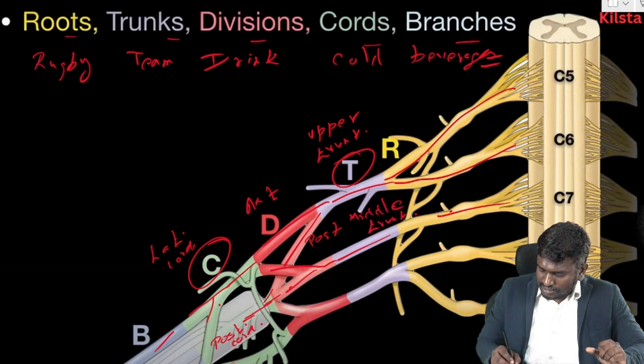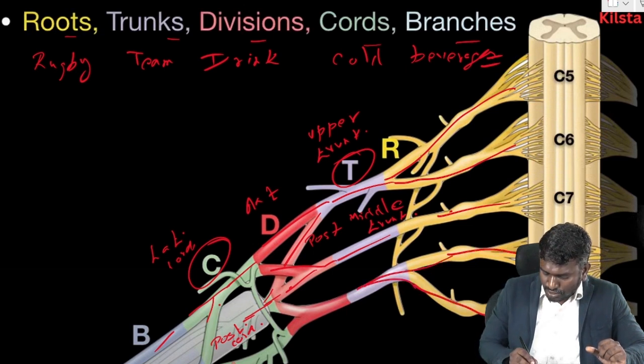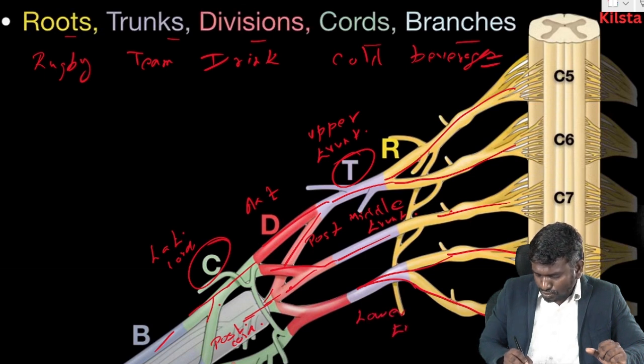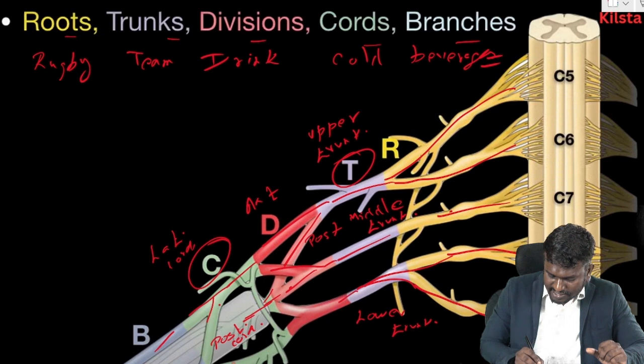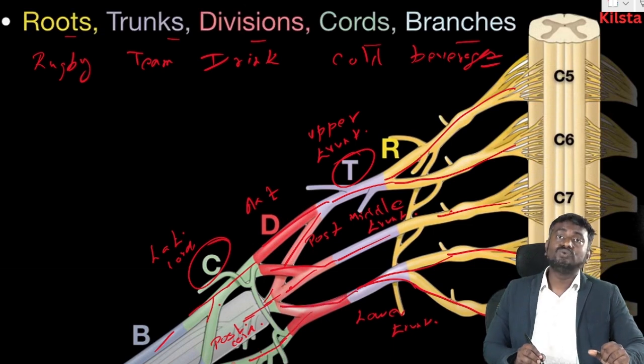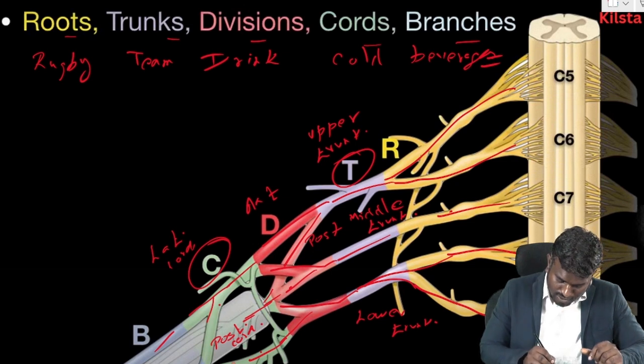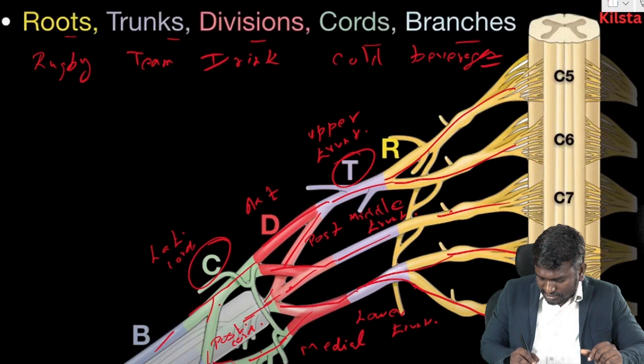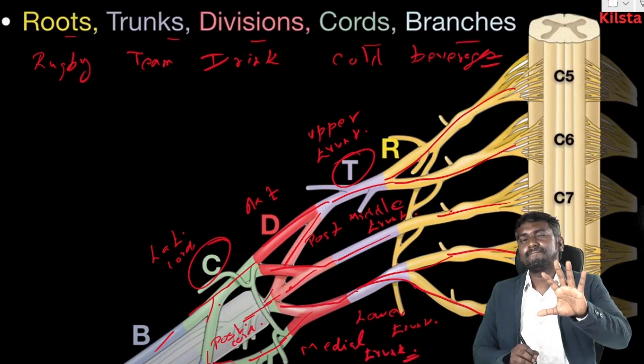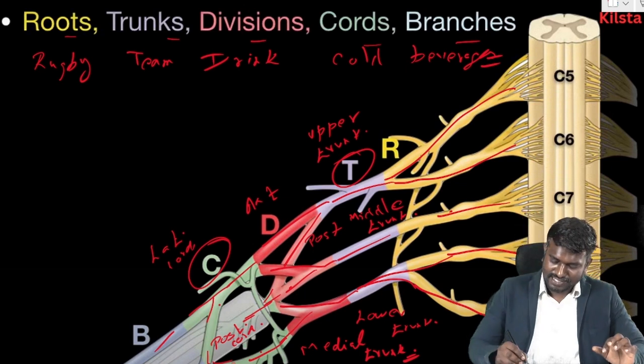Very good. The roots of C8 and T1 give rise to the lower trunk. Very easy to remember. As it is low, it is called the lower trunk. And then again it has the anterior divisions and the posterior divisions. It gives rise to the medial cord. We will discuss this in detail. Please don't worry. So this is the brachial plexus with a very good image. Please try to revise this.